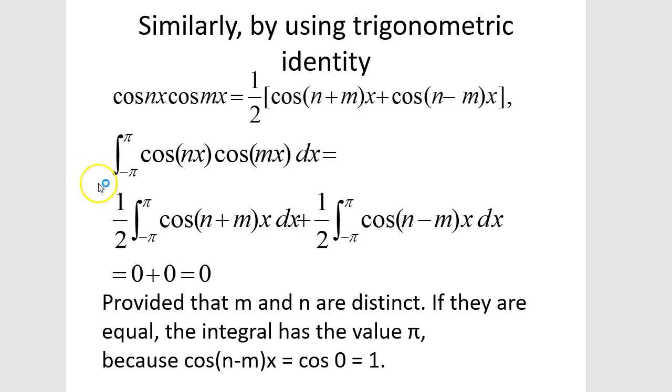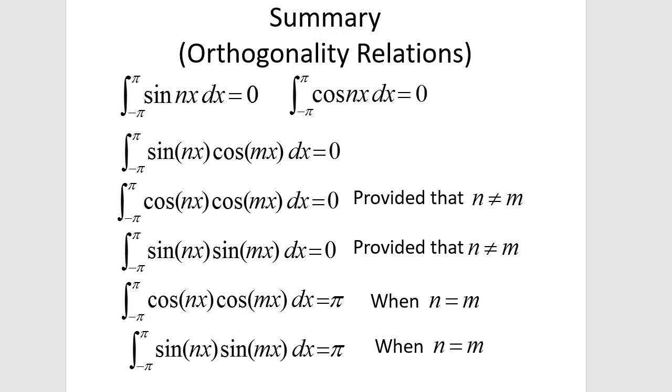Now similarly, if you have cosine times cosine, you can use this identity and get the following conclusion. If m and n are distinct, it's 0, but if m and n are equal, then the integral is pi. So here is a summary of all the trig integrals that we discussed so far.